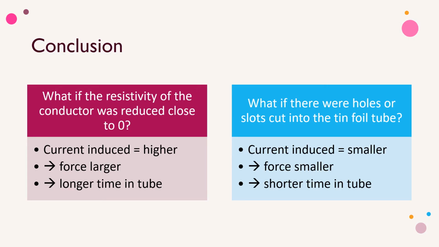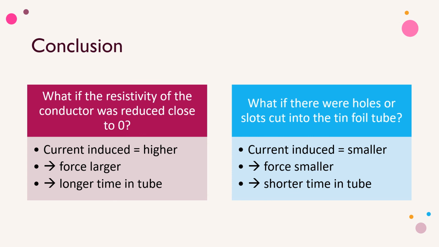So what if the resistivity of the conductor was reduced close to 0? This would mean that the current induced on the metal would be higher. Therefore, if we use this larger value of the induced current to calculate the force, the force would also be larger. Therefore, the magnet would take longer to fall.